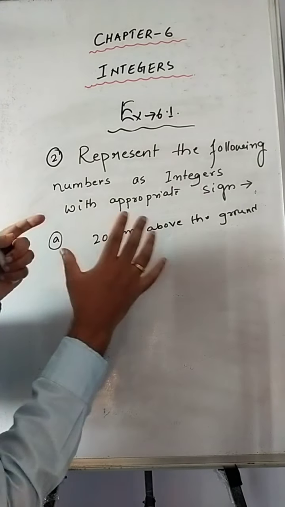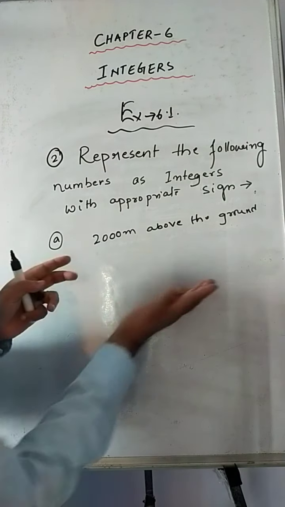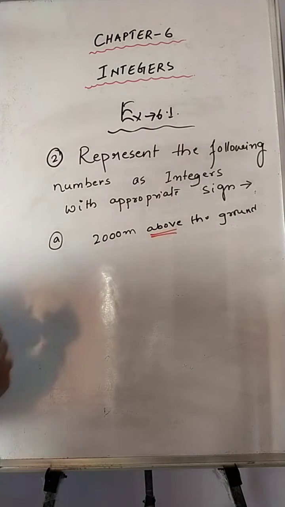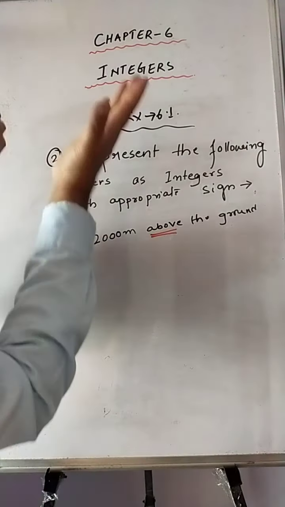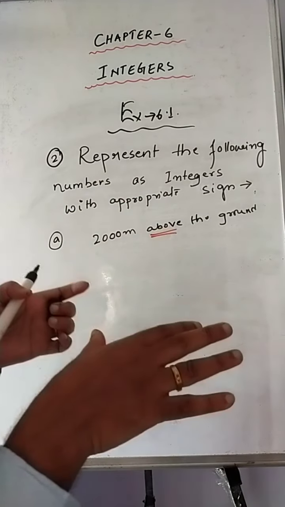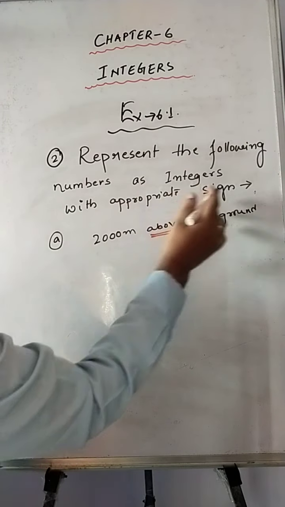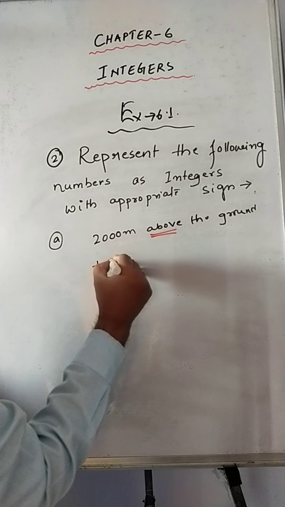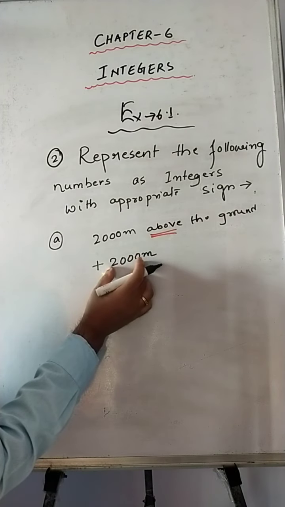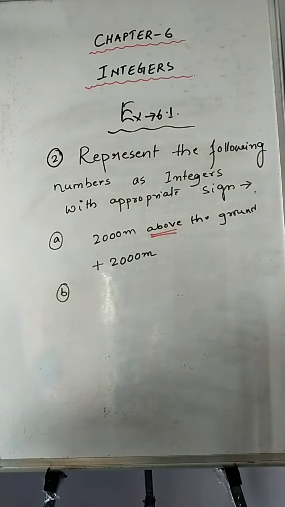So the statement is saying 2000 meter above the ground. When the word is written above, fine, it represents something positive. And what is the opposite of above? Below. So below will represent something negative. Fine. So how to represent this as integer with appropriate sign? So we'll write plus 2000 meter. Fine. So this is an integer with appropriate sign.